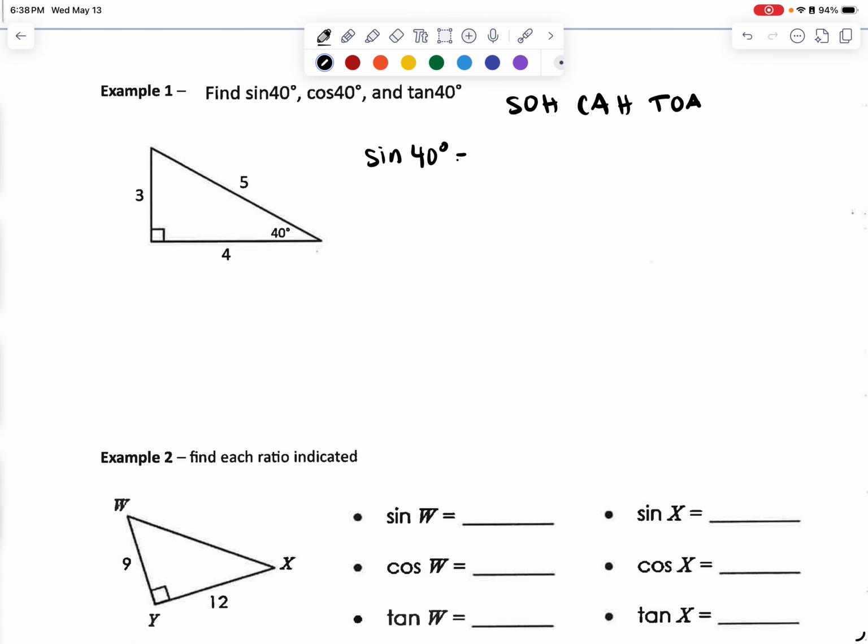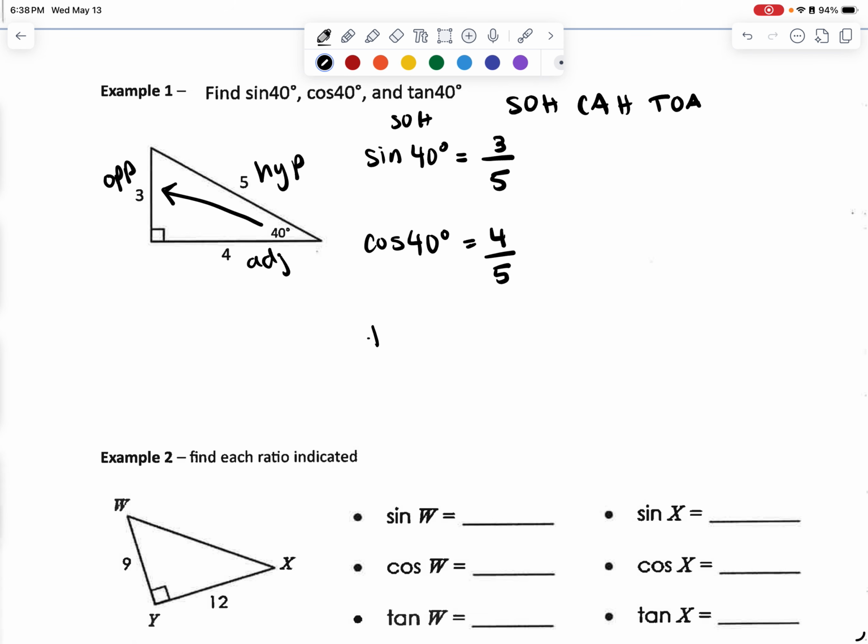Sine of 40 degrees will give me the opposite over the adjacent. Sorry, that's tangent. Opposite over hypotenuse. So I'm going to label the opposite side from the 40-degree angle, the adjacent side, and the hypotenuse. Sine is opposite over hypotenuse. Cosine will be the adjacent over the hypotenuse. And tangent will be opposite over adjacent.